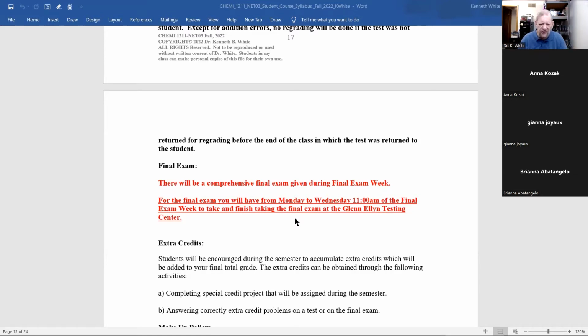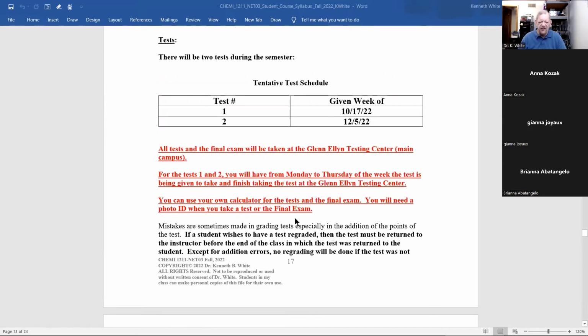Speaking about special needs students, all special needs students, you need to bring in either a printed copy or a screen capture on your cell phone of your letter from the Center for Access and Accommodability, and then they'll give you your double time.